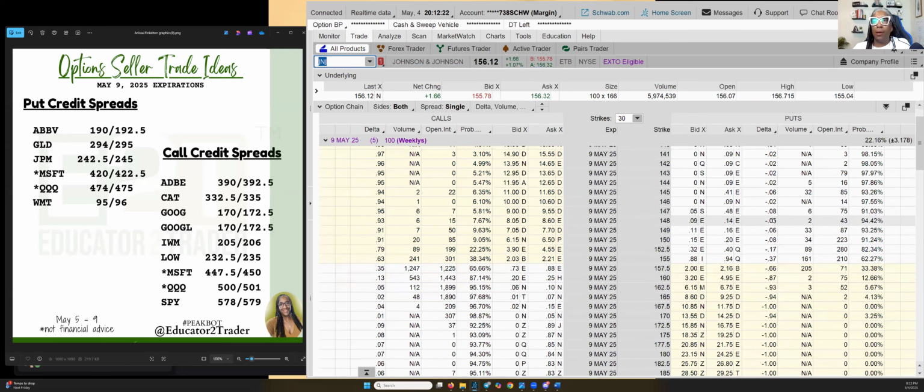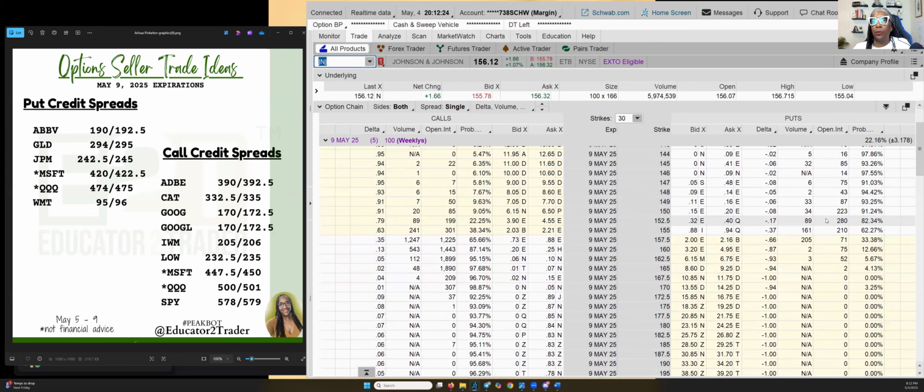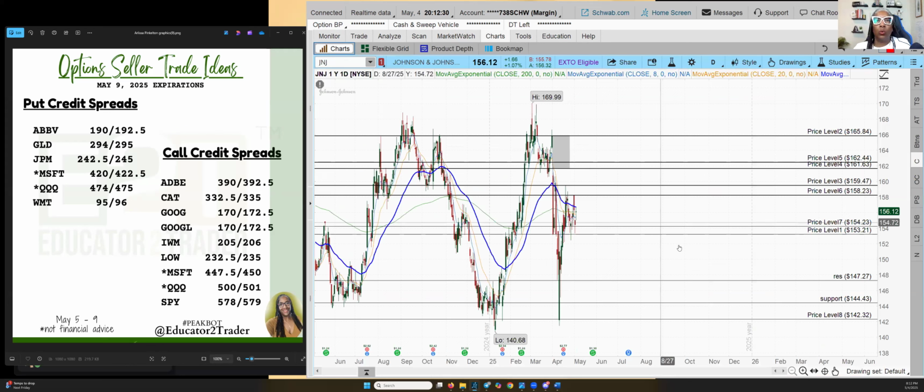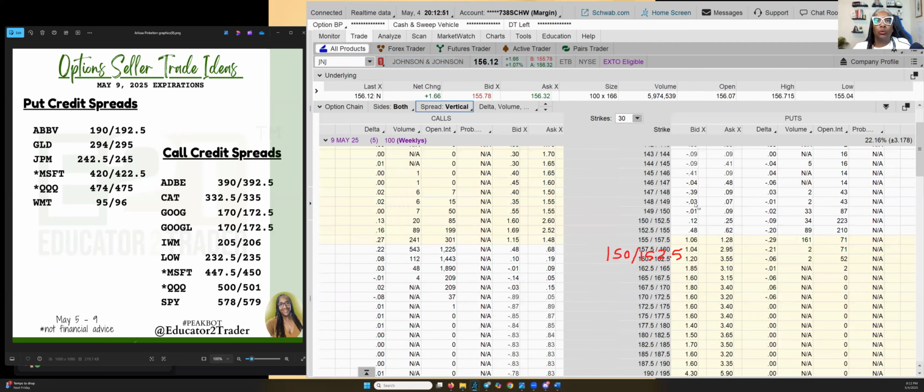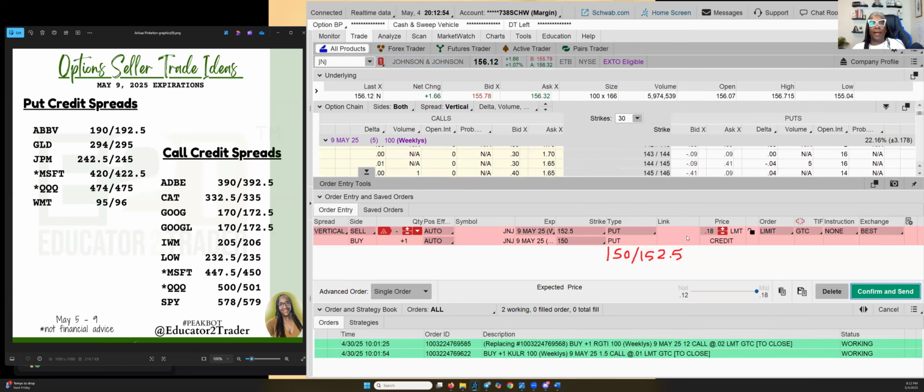Okay, so if we're looking on the put credit spread side, underneath it, we can go with 150, 152.5. We were looking on the bottom side. That's going to pay about $18 today. The market's closed, so the numbers change.